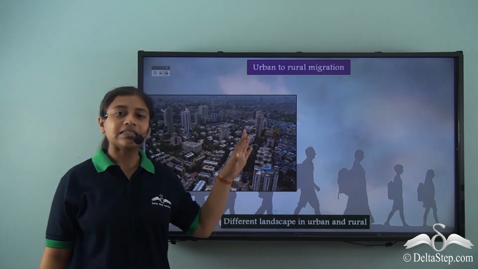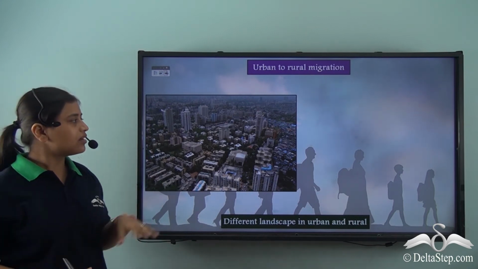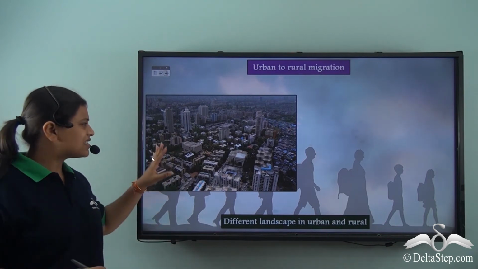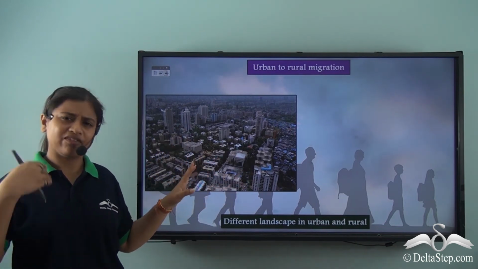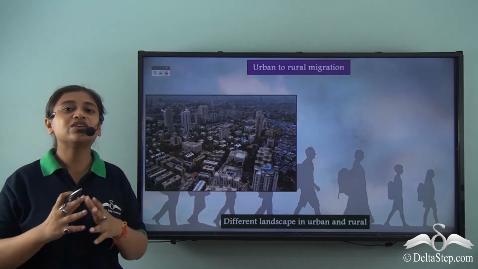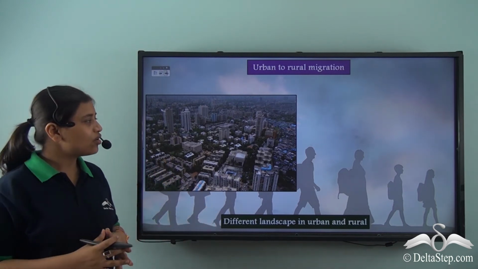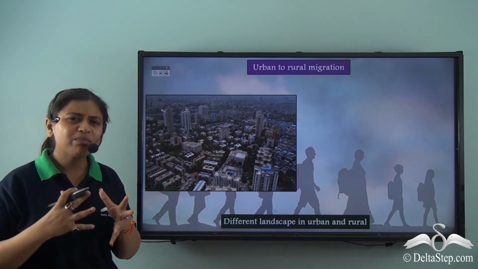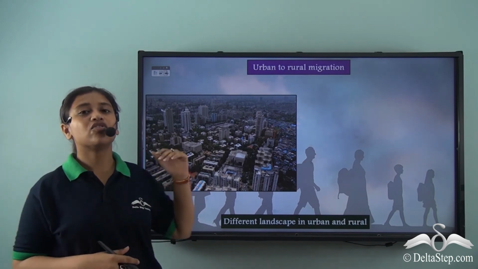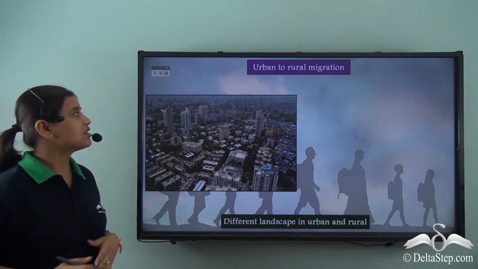So talking about the same type of internal migration, that is urban to rural, we see that the difference in landscape also plays a very important role. Cities, as you have been living in or seeing, are very congested, right? The space is less, pollution is more, noise is more, and people are always in a hustle, right? So people who want peace and do not prefer such congestion move from urban areas to rural areas where there is more space, more greenery, and there is absolute peace.